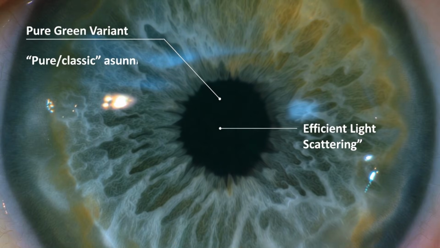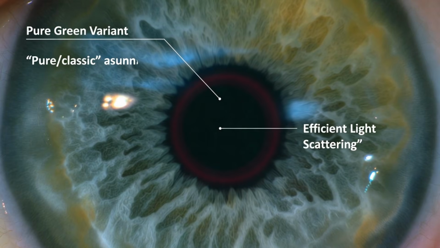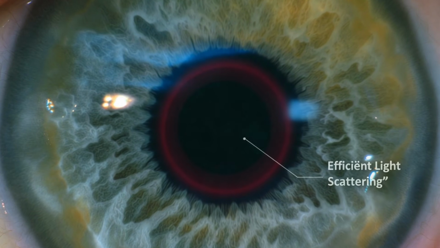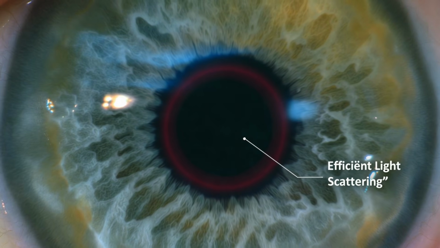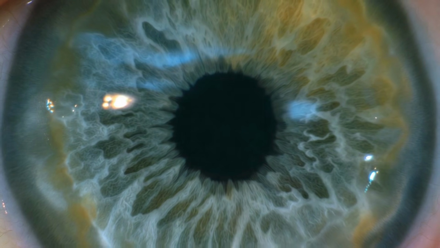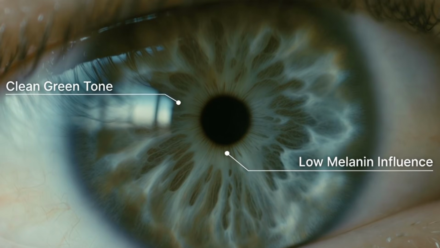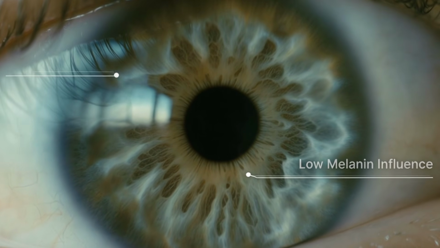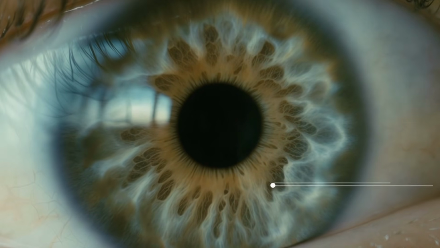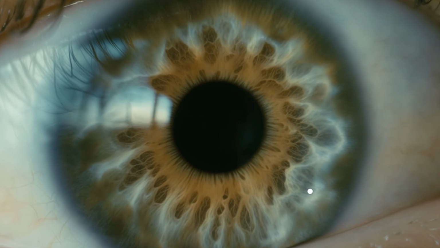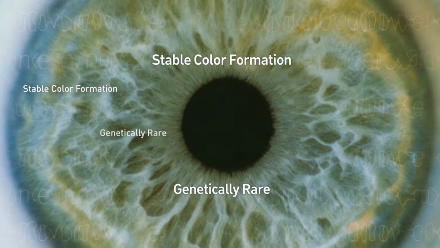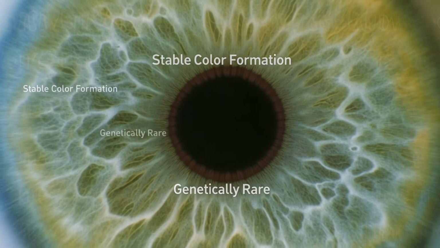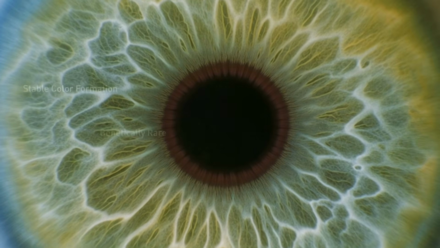This is the variant sometimes called pure or classic green. The stroma in these eyes is clear and finely structured, which allows light to scatter efficiently and produce a strong blue base. Paired with a solid concentration of lipochrome, the two components produce a clean, unmistakable green tone. There's very little melanin involved, which means nothing is muddying or dampening the result. The color stays consistent because the conditions producing it don't change much. The stroma scatters predictably, and the pigment sits evenly.